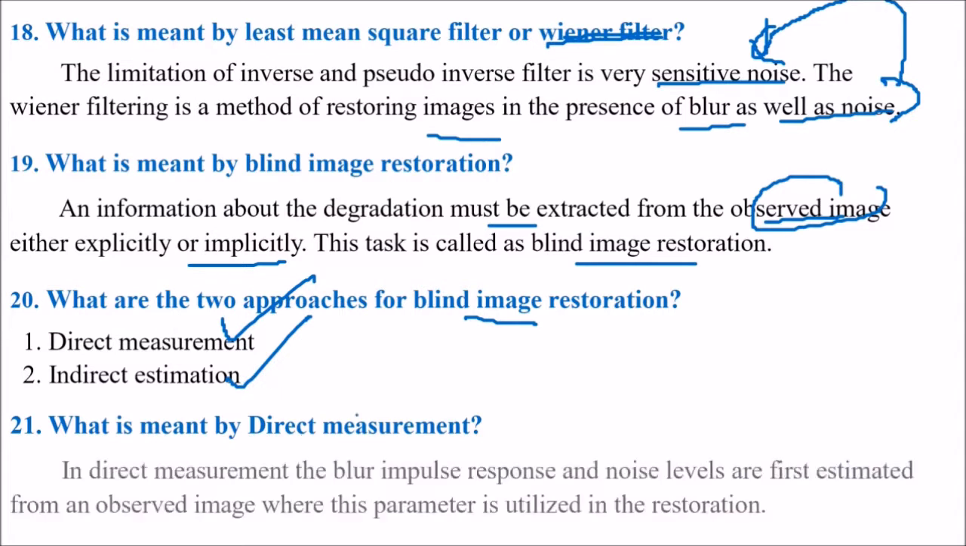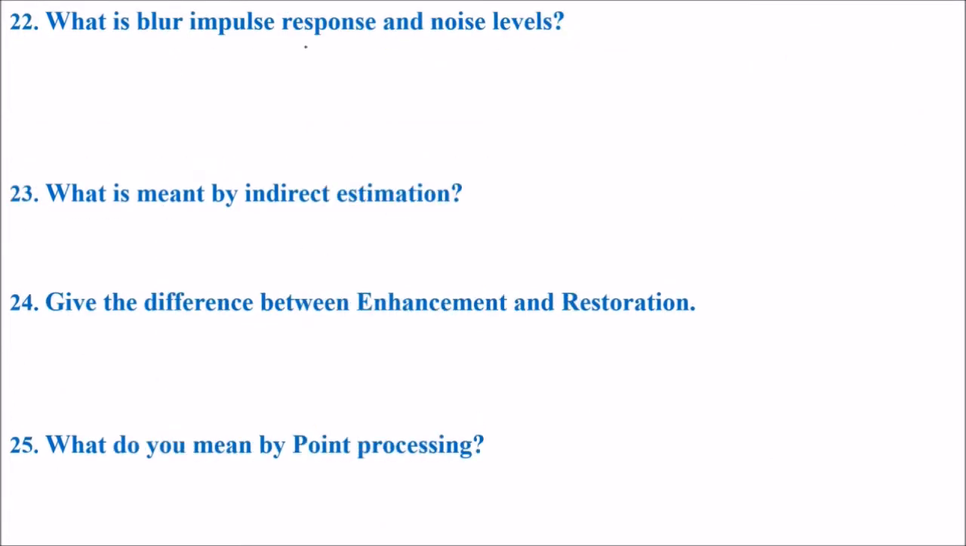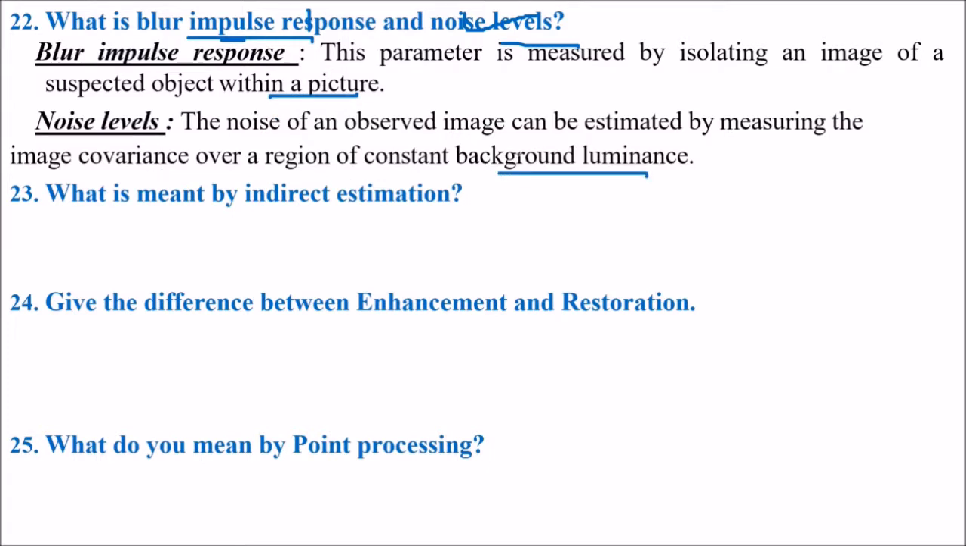What is meant by direct measurement? In direct measurement, the blur impulse response and noise levels are first estimated from an observed image, and these parameters are utilized in the restoration. What are blur impulse response and noise levels? First, the blur impulse response is measured by isolating an image of a suspected object within a picture. While for the noise levels, the noise of an observed image can be estimated by measuring the image covariance over a region of constant background luminance.